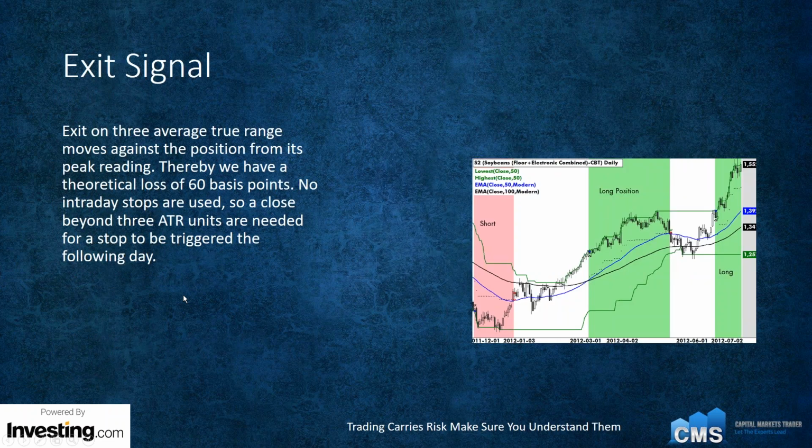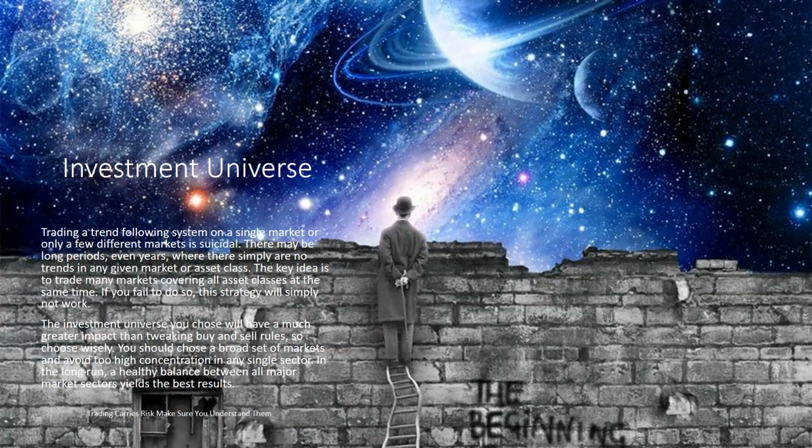Okay. Exit points. Exit when the 3 average true range moves against the position from the peak reading. In other words, when you get a fall below the moving average, that's an exit signal for you. Thereby, we have a theoretical loss of 60 basis points. No intraday stops are used, so a close beyond the 3 ATR units, if you're using average true range, is needed to trigger the exit.